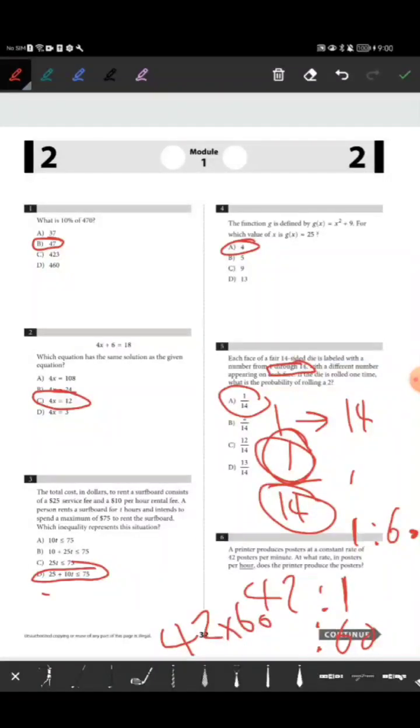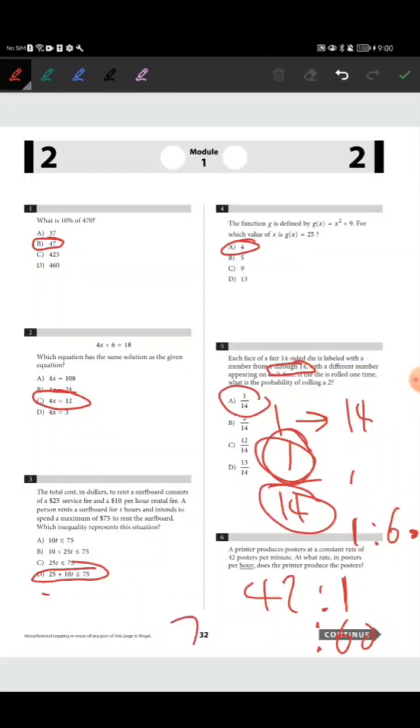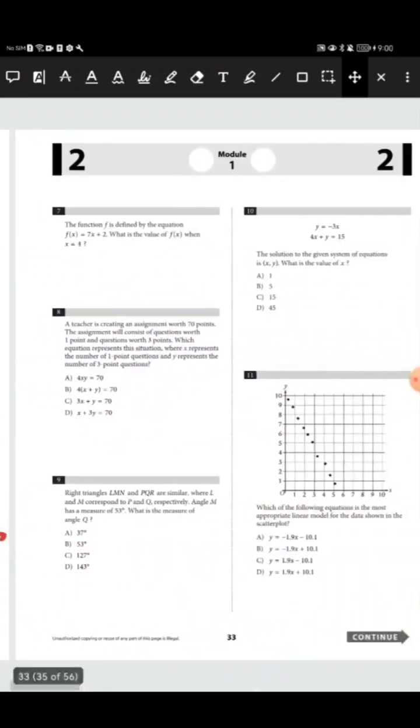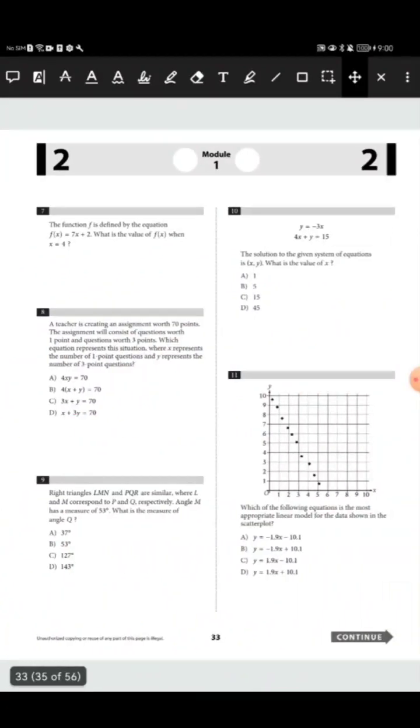which is going to get me, on the calculator, 42 multiplied by 60 is 2,520. 2,520 posters.